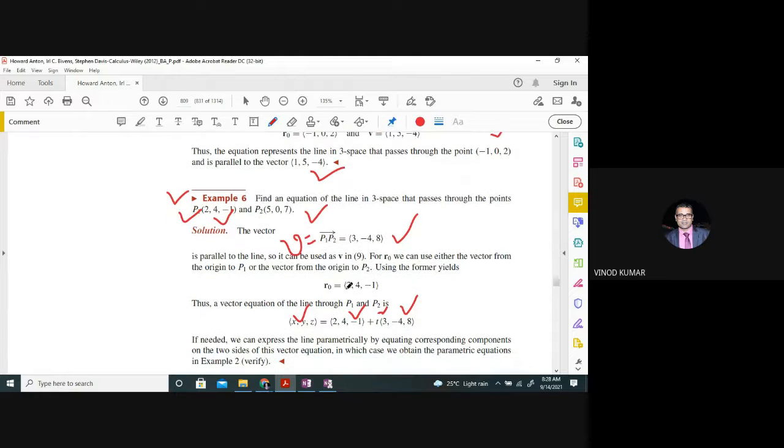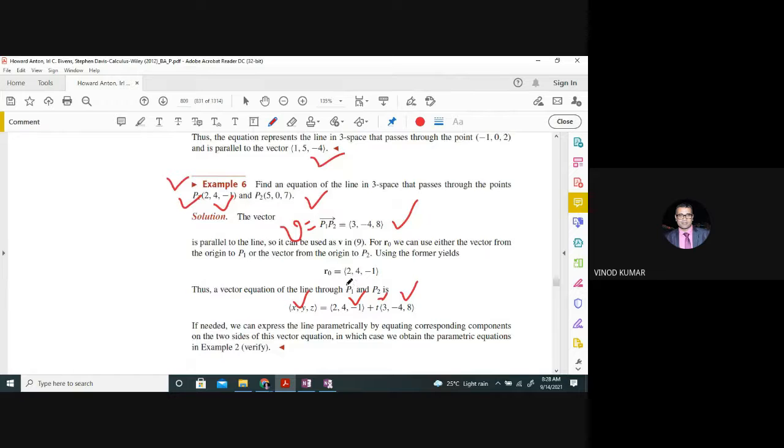Okay. You may write it another way. If you choose this point as R naught, choose this point R naught. Then from this, 5, comma 0, comma 7 plus t times this. Okay.